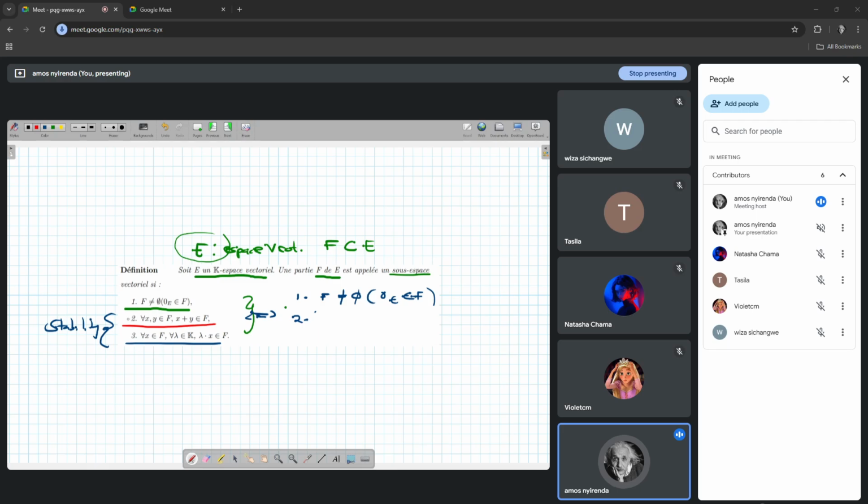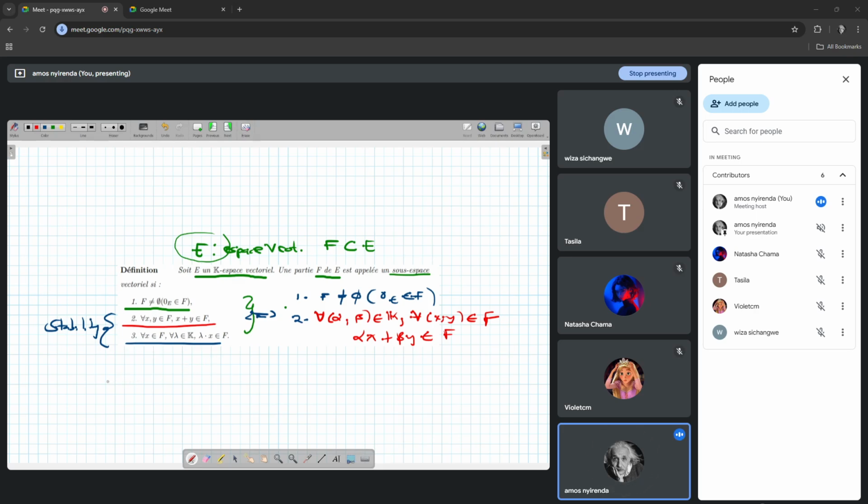So we can combine these two properties here and say quel que soit alpha et beta, two scalars in K, like so, and then quel que soit x, y, two elements of what set? Two elements of F, like so. Well, we must have that their combinaison linéaire, which is alpha x plus beta y, has to be an element of F, like so. So if we have a set that is going to satisfy these three properties, then it is going to be a sous-espace vectoriel.